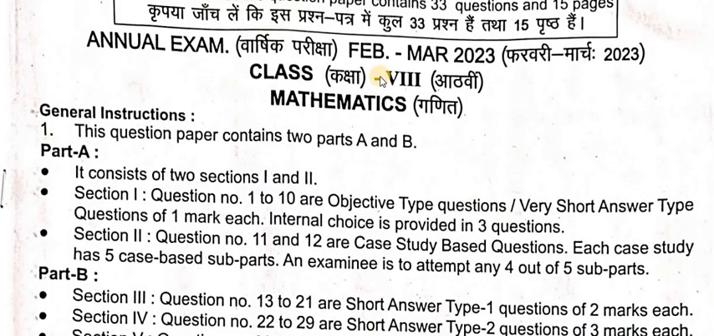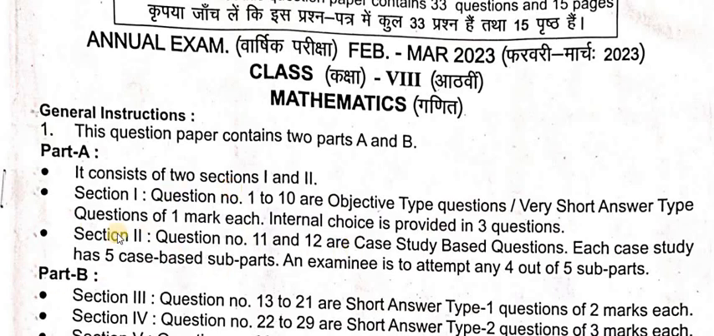In part A it consists of two sections, section 1 and section 2. In section 1 you can see 10 objective type questions or very short answer type questions of 1 mark each, and internal choice is provided in 3 questions. So totally 10 questions of 1 mark we have to solve.